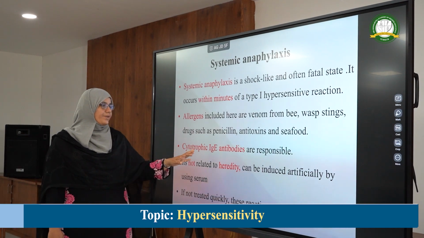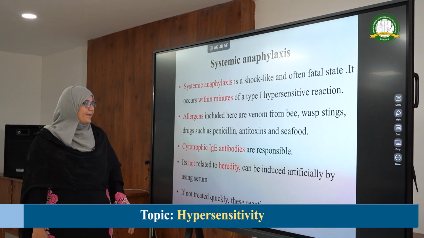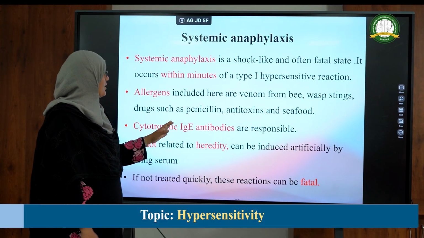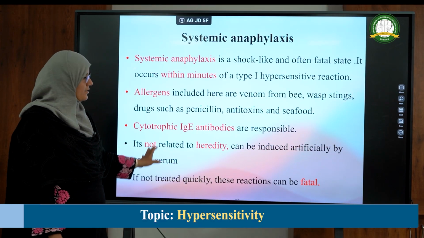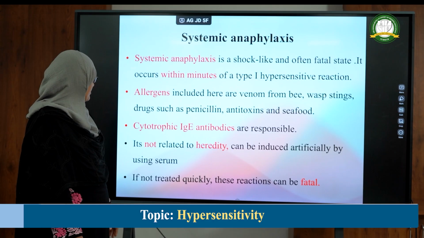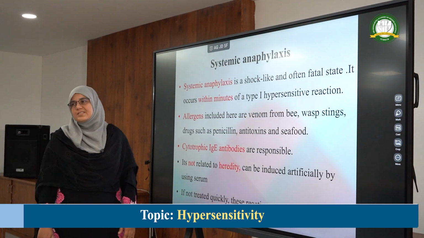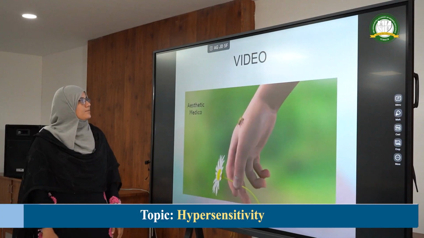Cytotropic IgE antibodies are responsible for this reaction. It is not hereditary. The difference here between atopy and anaphylaxis is that this is not hereditary. It can be induced artificially by using serum. If not treated quickly, this reaction can be fatal.